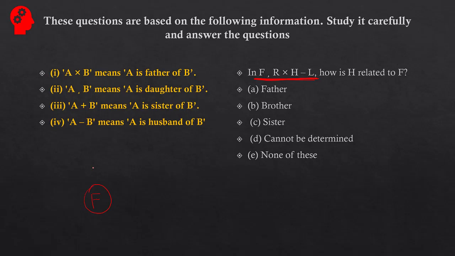F comma R would mean F is daughter of R. Then we have R cross H. R cross H would mean R is father of H. That means R is father to both F and H. H minus L means H is husband of L. If H is husband, L would be the wife. Question is, how is H related to F? H happens to be brother of F because both H and F have the same father R.